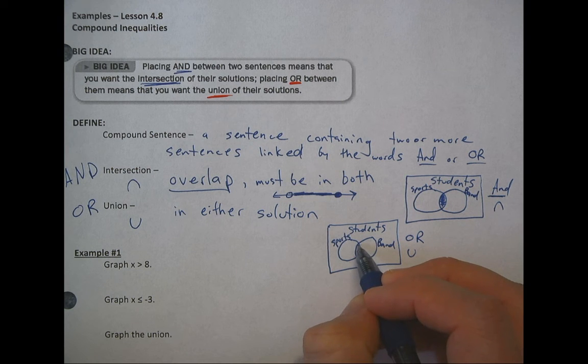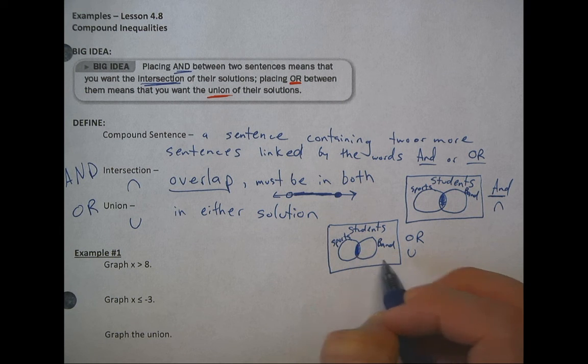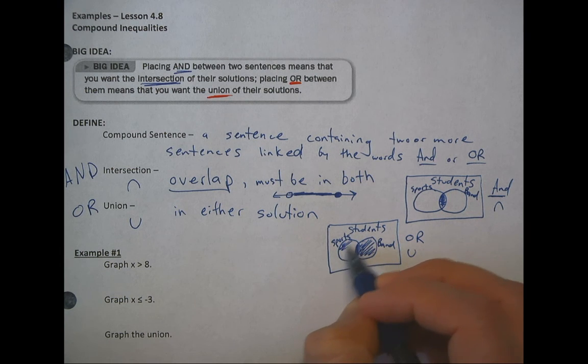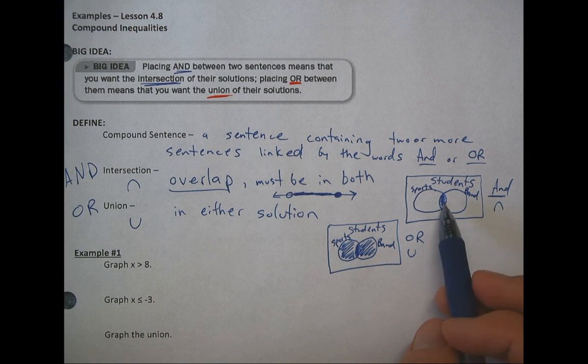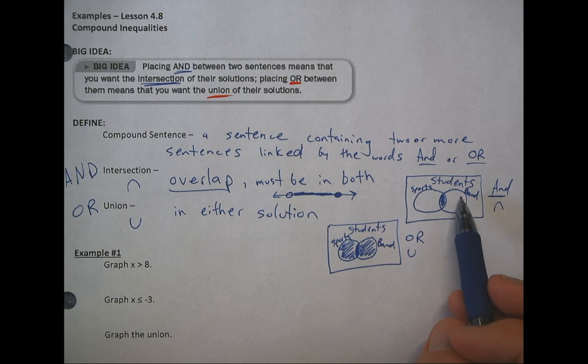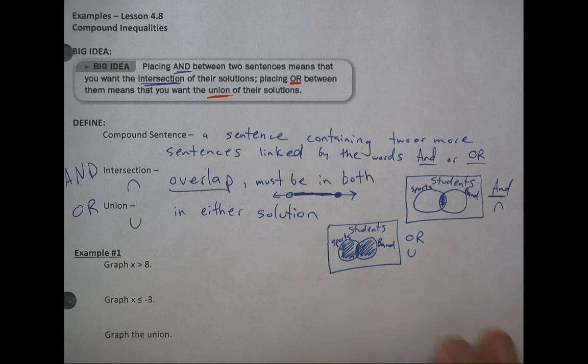Whereas your "or," your union, can be either one. So it does include both. It could be both, so it's still those students. But if a kid is just in band, that counts. Or if they just play a sport, that counts. If I say I want students that play a sport or are in the band, it's a lot more than if I said I want students who are in sports and the band. Okay, so there's a visual representation.